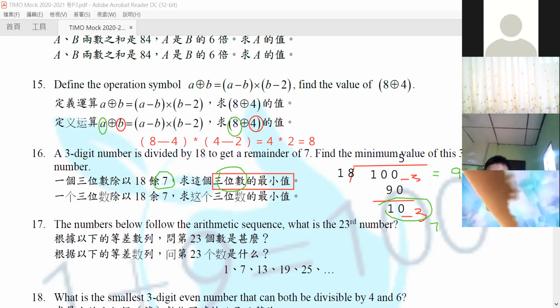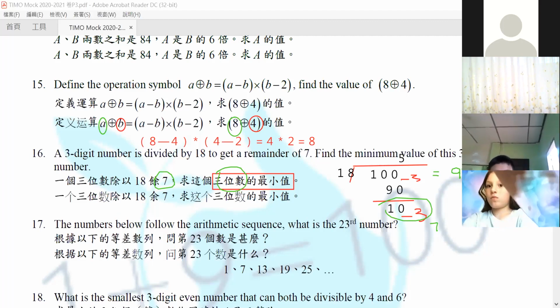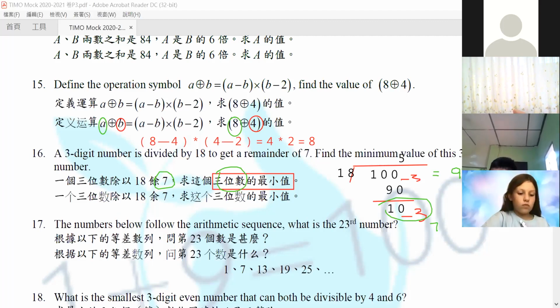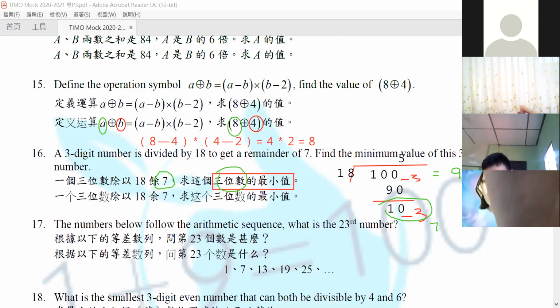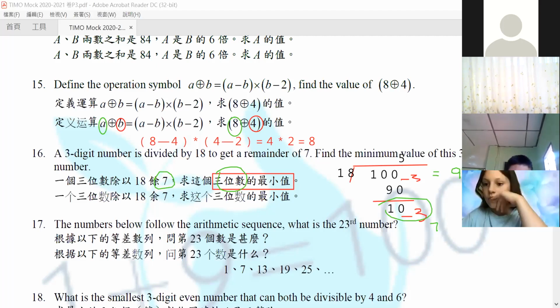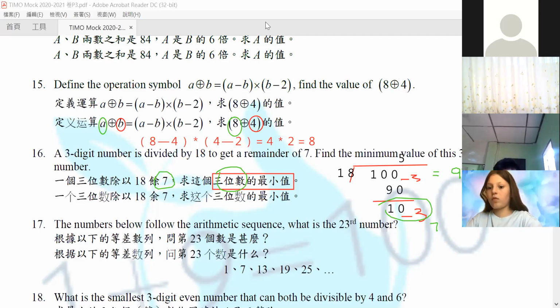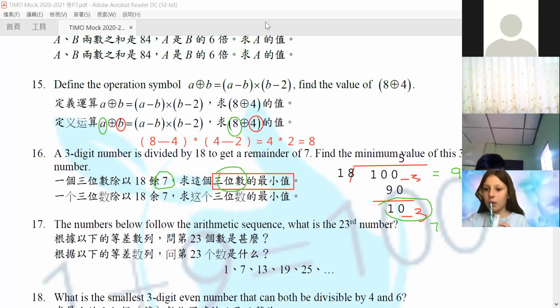So now we get our answer. Our answer should be 115. All right. Yes, you can also calculate the multiples of 18, which is great. Take the smallest multiple of 18 which is three-digit and then plus 7, which is also a very good answer. Yeah, sure, good, great job.